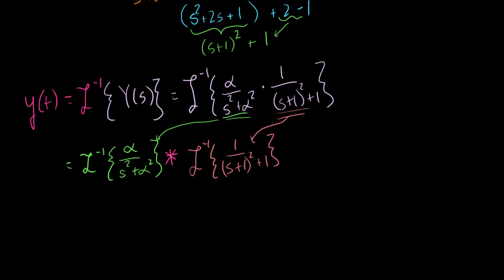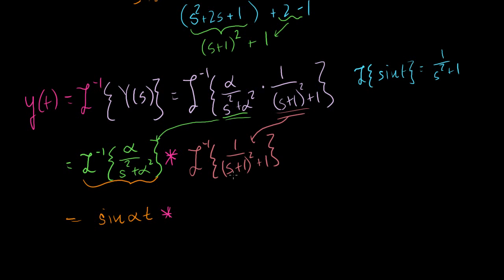Now, what's this over here? Well, this is the beginning of the problem. The inverse Laplace transform of this right here is sine of alpha t. Now, we're going to convolute that with the inverse Laplace transform of this right here. Let's do a little bit of work on the side just to make sure we get this right. So the Laplace transform of sine of t is equal to 1 over s squared plus 1.